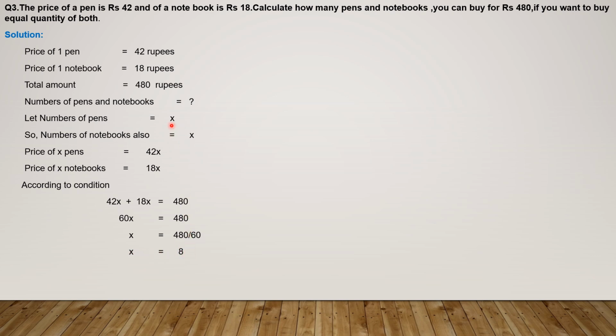What did you suppose x to be? The number of pens. Means if you purchase 8 pens and if you purchase 8 notebooks, then the total money you have is 480 rupees. In 480 rupees you can purchase 8 pens and 8 notebooks. This was your question. The number of pens and the number of notebooks is equal to 8. Both have the same quantity, pens and notebooks. In 480 rupees you can purchase 8 pens and 8 notebooks.